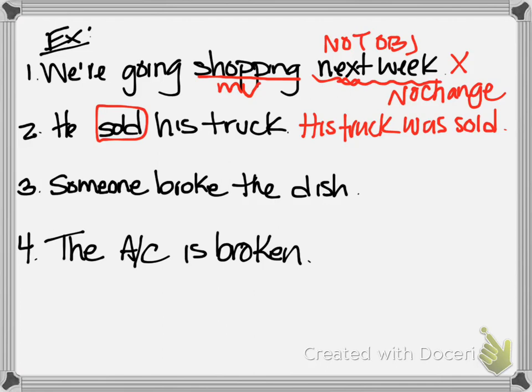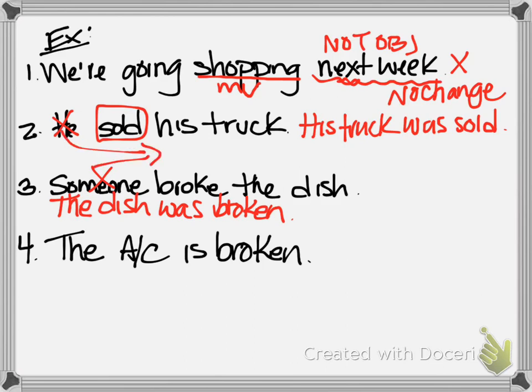Someone broke the dish. Someone is our subject. Broke is our verb. The dish is our object. So the dish becomes our new subject. We need a be verb, simple past, main verb, past participle, the end. Okay, we can't use he and we can't use someone for our agent because these are not specific, surprising, or new.